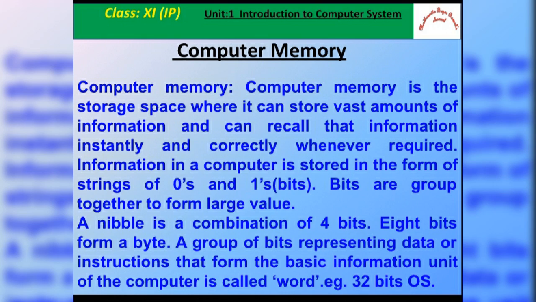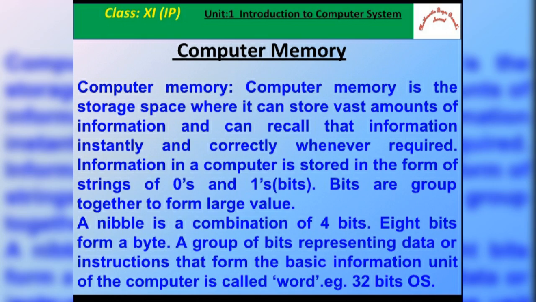Whenever we acquire any knowledge, our brain subconsciously retains what it feels is important. This is not the case with a computer. A computer can store a vast amount of information and can recall that information instantly and correctly whenever required or desired.